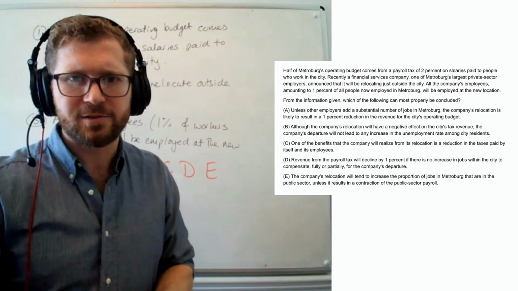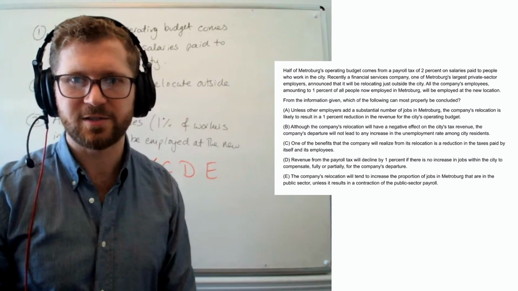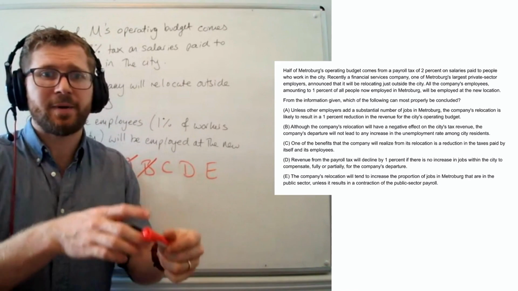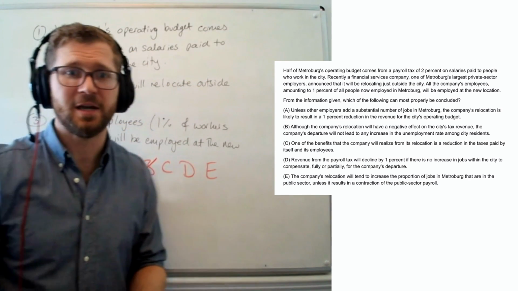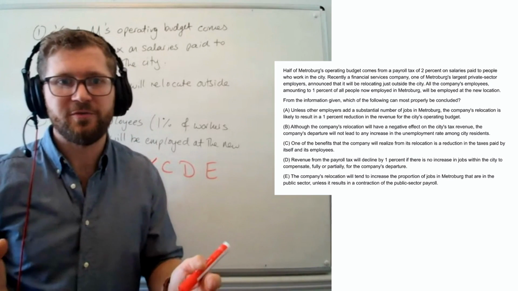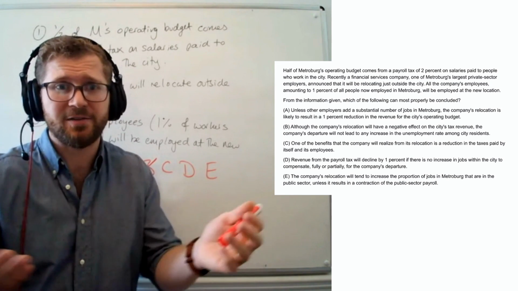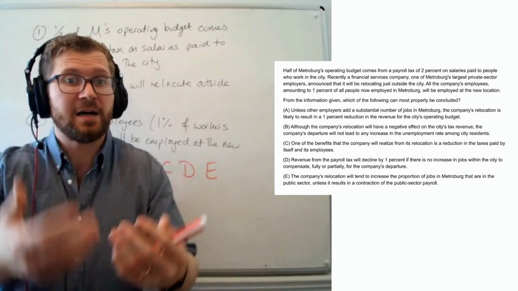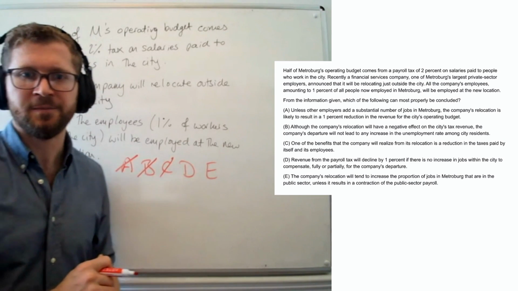All right, C tells us that one of the benefits that the company will realize from its relocation is a reduction in the taxes paid by itself and its employees. Okay, we know that by moving out of the city, they're going to get away from this 2% of tax on salaries, but we don't know what sort of tax regime they're moving into. It could be that the tax on salaries is actually higher outside of the city, and maybe they've moved for other reasons. We just don't know. We can't conclude this based on the information in the passage, so let's cross C out.